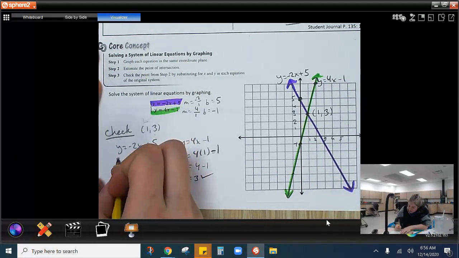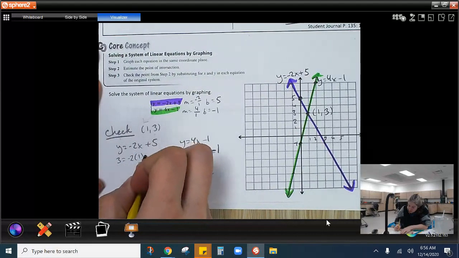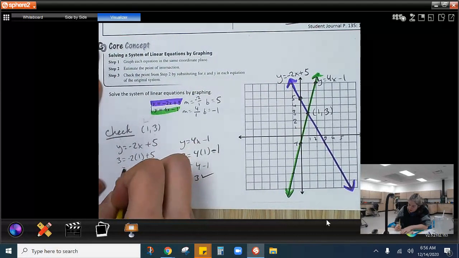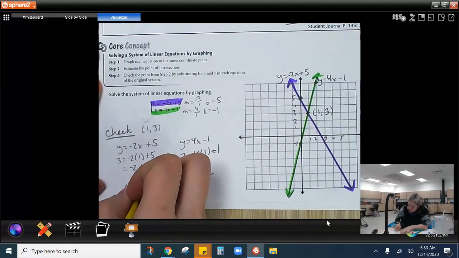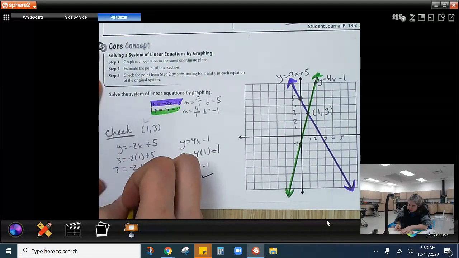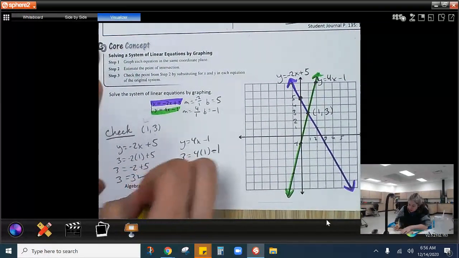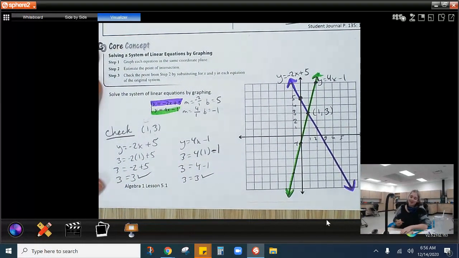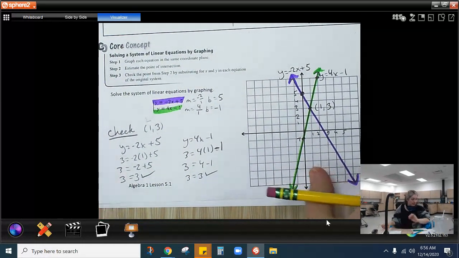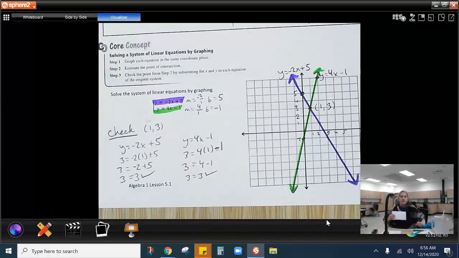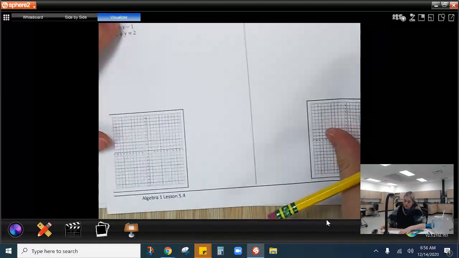So for this one, we have 3 equals negative 2 times 1 plus 5. Negative 2 times 1 is negative 2. When you add 5 to that, you get 3. Does 3 equal 3? Yes. So is this a solution? Yes, it is. All right, let's check out 2 more graphs.